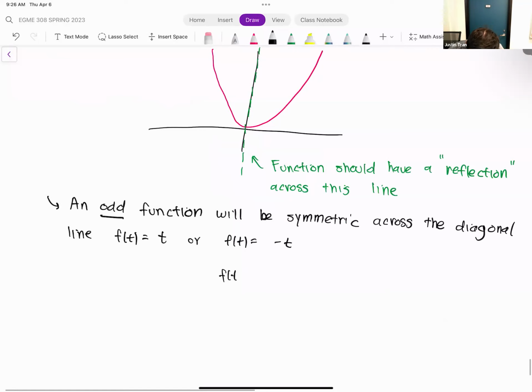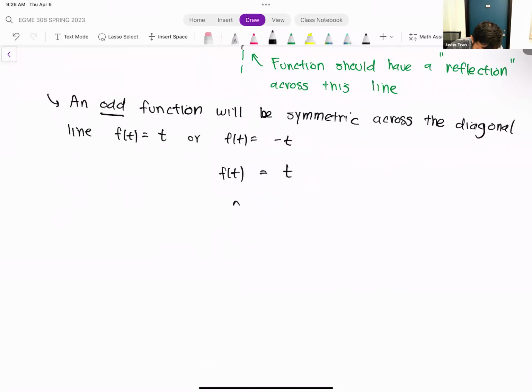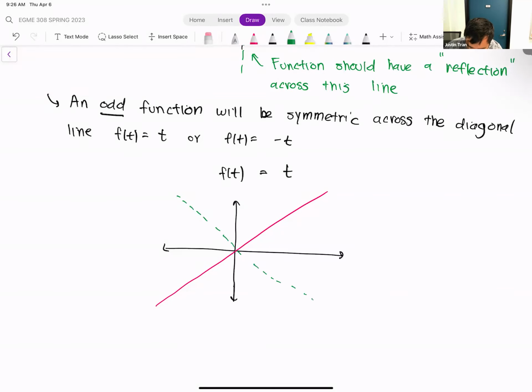Let me give you an example here. f(t) equal to t is actually an odd function. If we were to draw that, f(t) equal to t looks like this. If I were to draw a line of symmetry like this, it's basically a diagonal line that crosses through the origin. If you look on both sides of this line, you should see a mirror reflection.